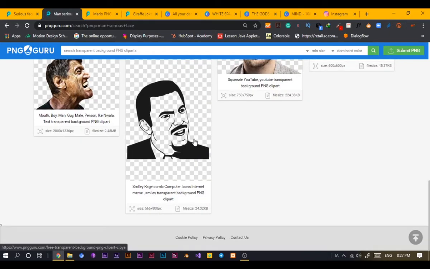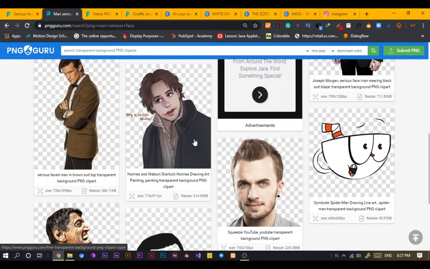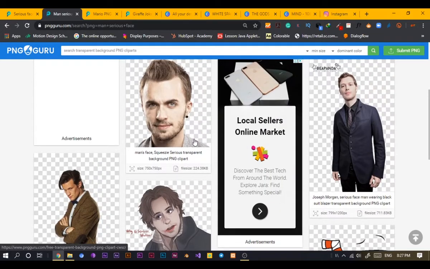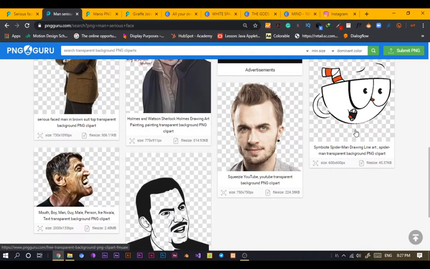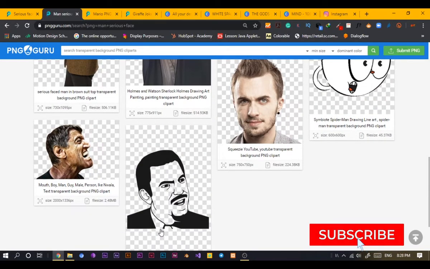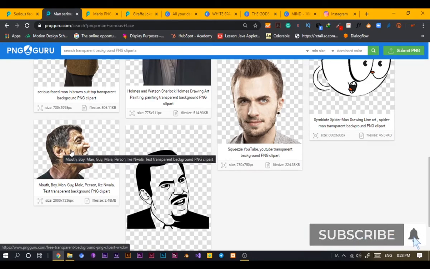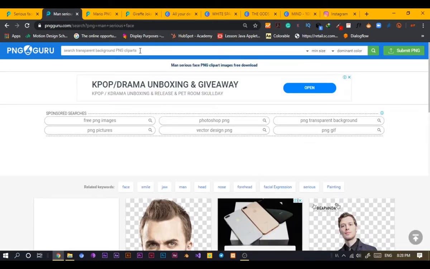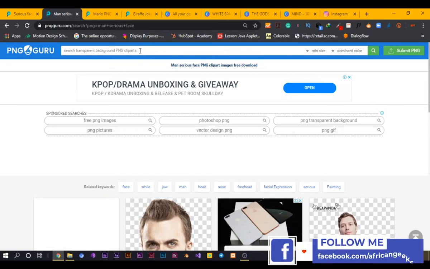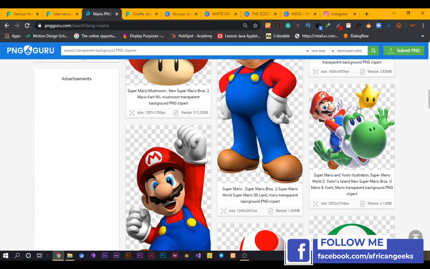So you realize it gives you a whole lot of serious faces. And I think these faces look serious. Just that this doesn't look serious. And this, I don't know how serious it looks. Just like some angry guy. Yeah. So this is just an idea I want to impart to you, or this is how I get to search for my photos, sorry, from PNGGURU.